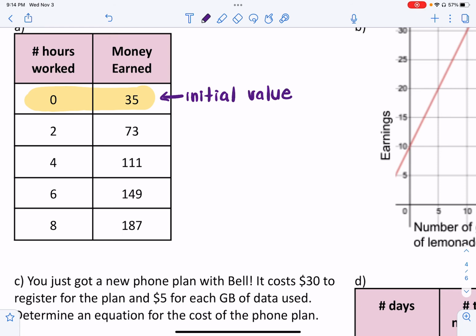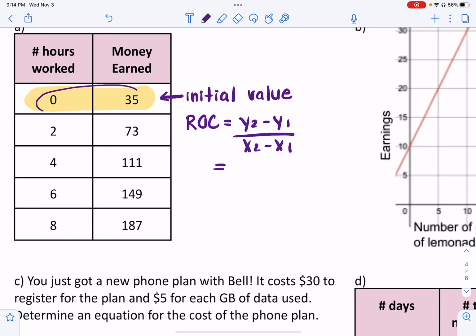Now I want to find my rate of change. So for my rate of change, I want to find out how much money I'm earning per hour. To find my rate of change, I use my lovely formula. So I need to pick 2 points. I'm going to pick this one, and I'm going to pick this one. It doesn't matter which ones you pick.